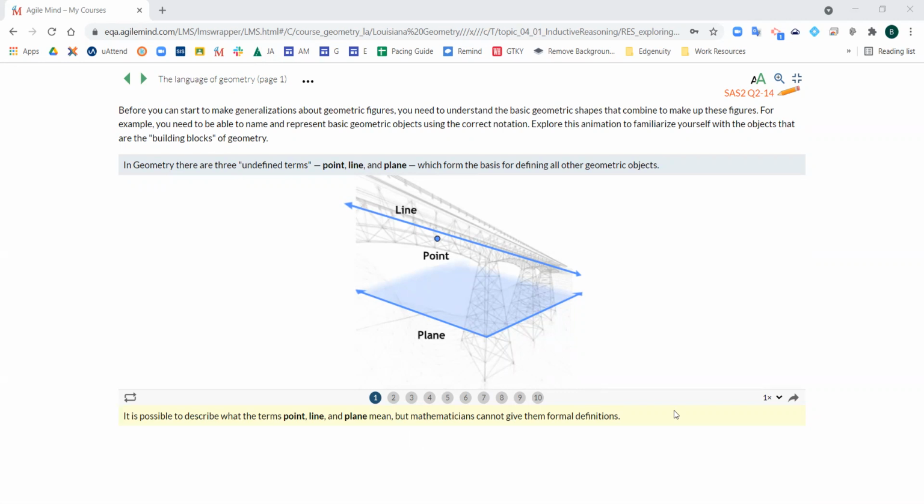Hey everybody, so today we're going to be talking about just our geometric terms. These are the foundational terms that make up everything we're going to be talking about throughout geometry. So to start off, there are three undefined terms in geometry: point, line, and plane. These are undefined because we literally cannot define them. They go on forever and ever, so we can't measure them.